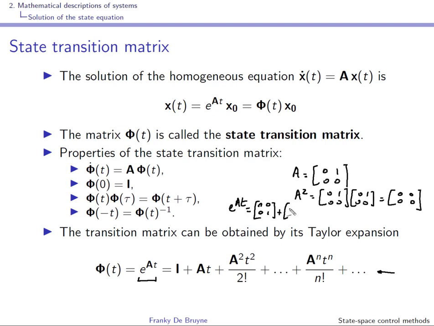plus [0, 1; 0, 0] times t. So we have [1, t; 0, 1], and it's actually the easiest method to compute the exponential for that type of matrix. So we'll see other methods to compute the exponential, but please do not forget that in some cases the Taylor expansion definition can be used to compute the expression of the exponential of At.